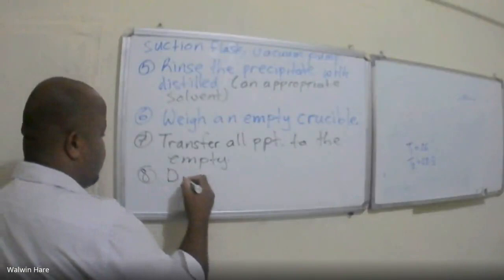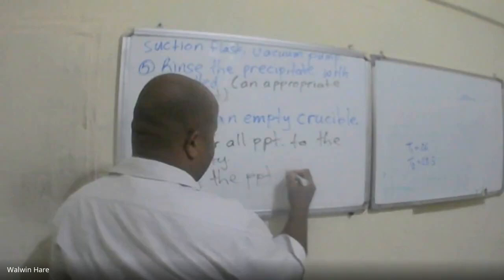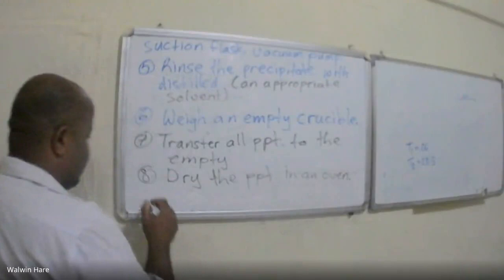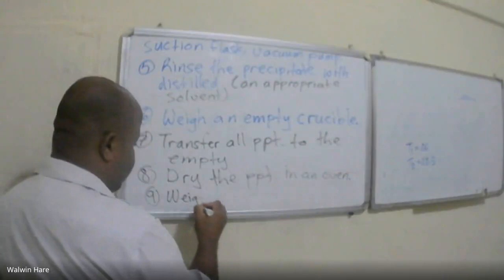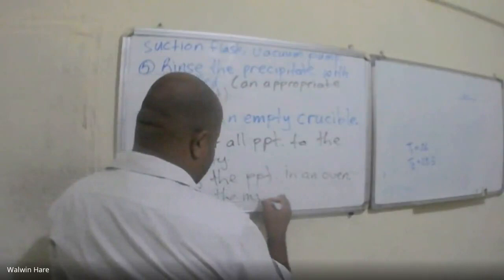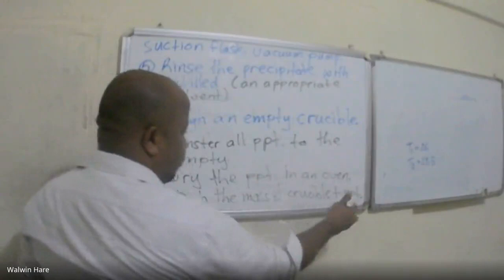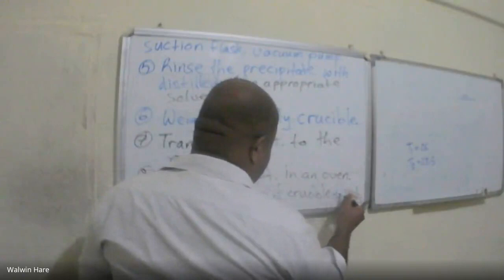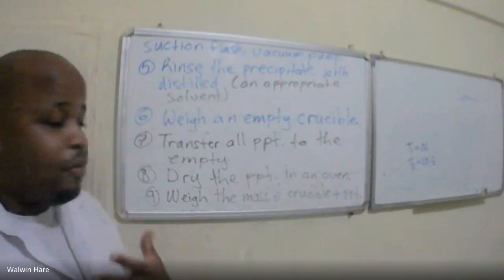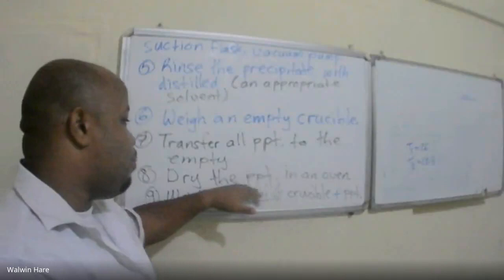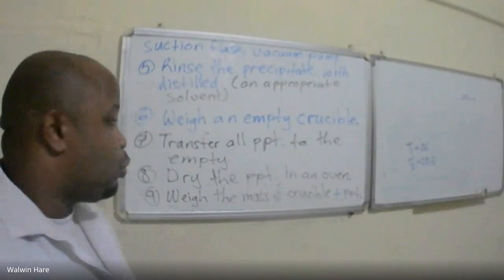And then you will dry the precipitate in an oven. And finally, you will weigh the mass of the crucible with the precipitate. Good. So once the precipitate is dry, meaning we have gotten rid of all of the water, then we're going to weigh it again. If you don't dry the precipitate properly, the mass you obtain here is going to be higher than it should be, so your results will not be accurate.